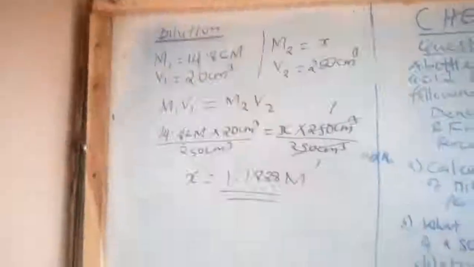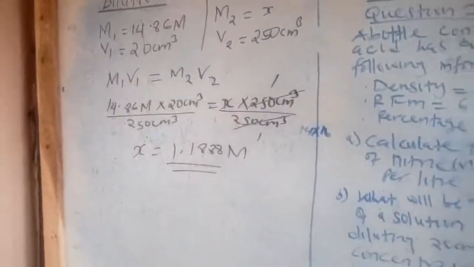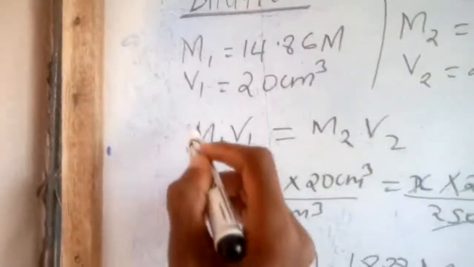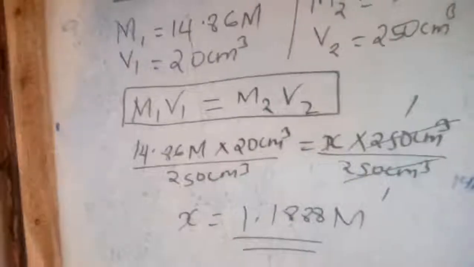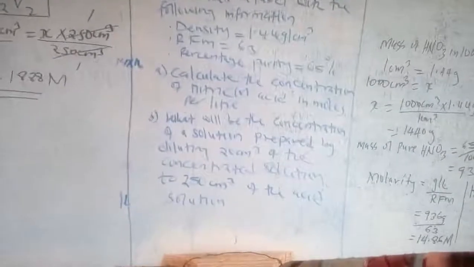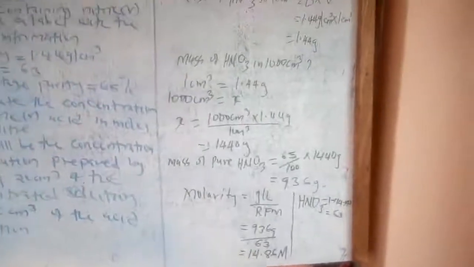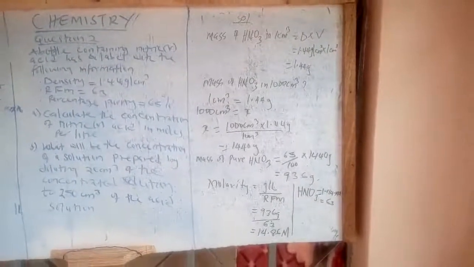So you can see it is very well illustrated here that the concept of dilution is very important, especially this formula here, which I'm underlining. This formula is very important, and therefore, having calculated the concentration in moles per liter of the concentrated acid, as you can see from our calculation here, the concentration we obtained is 14.86.